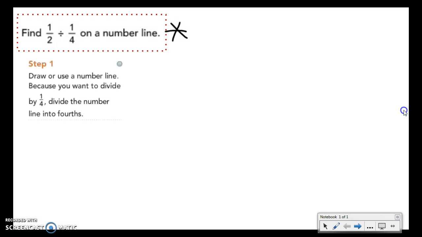So step 1 is draw or use a number line. Because you want to divide by 1/4, divide the number line into fourths. So here's an example of what that looks like. I know it's going to be a fraction, so I'm going to go from 0 to 1. Because 1/4 I know is smaller than 1. Alright, and we're dividing that into 4 equal parts. 1, 2, 3, 4. Okay?